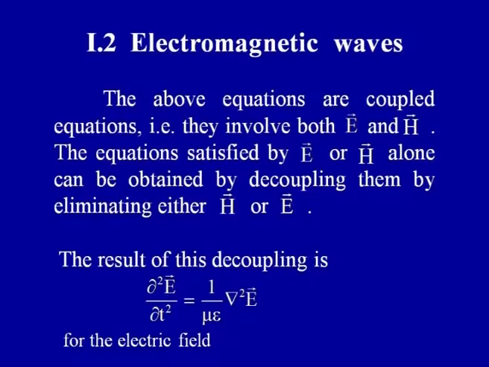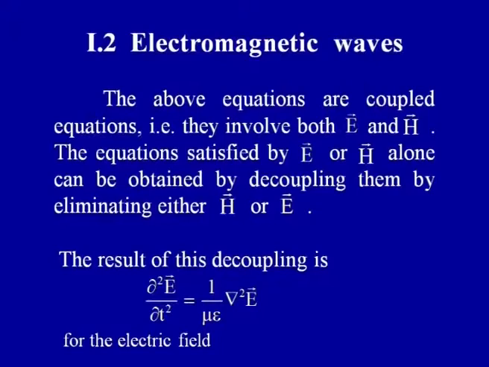We shall not derive these equations here. Now, the above equations, as you have seen, are coupled equations. They involve both E and H in an equation. The equations satisfied by E or H alone can be obtained by decoupling them, by eliminating either H from the equation or E from the equation.